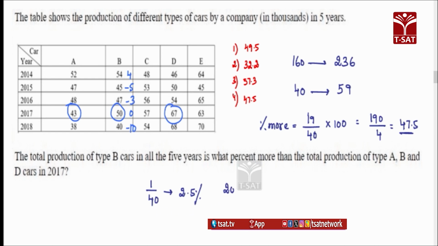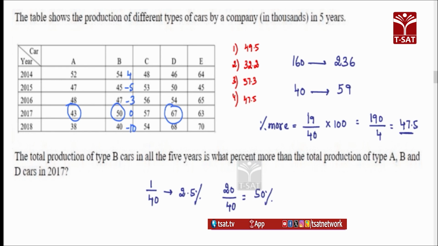If you look at 20 by 40, it is 1 by 2, which is 50%. So 19 by 40 is just 1 less than 20 by 40. If you subtract 2.5 from 50, by looking at it you can say 47.5. Same thing, if I ask you what is 21 by 40, then you have to add both. Then you can say it is 52.5%.